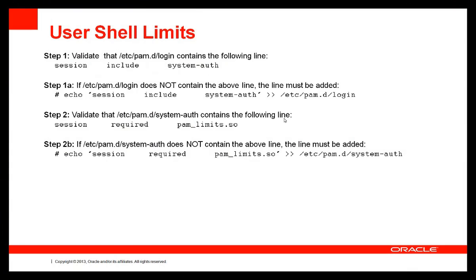Moving on to the user shell limits. The first step, as far as user shell limits go, is to validate that the /etc/pam.d/login file contains the session include system-auth. If it does not, we need to add it. You can edit the file with vi, or you can echo "session include system-auth" and redirect that out to /etc/pam.d/login. We also want to validate that the /etc/pam.d/system-auth file contains session required pam_limits.so. If it does not, we need to add it.